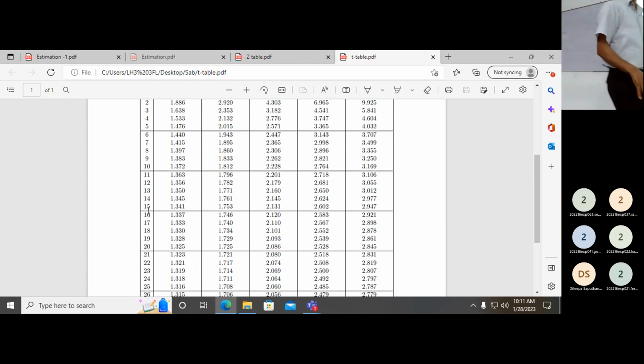Degrees of freedom is calculated as given below. Right. One sample: n minus 1. Two samples: n1 plus n2 minus 2. That's the degrees of freedom.